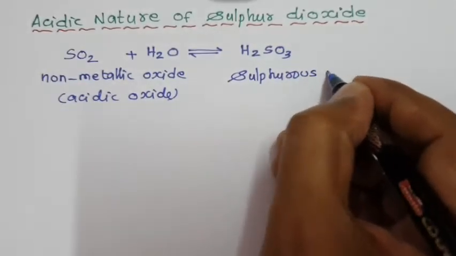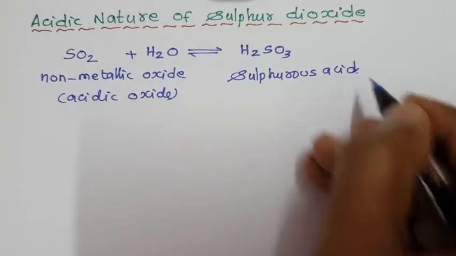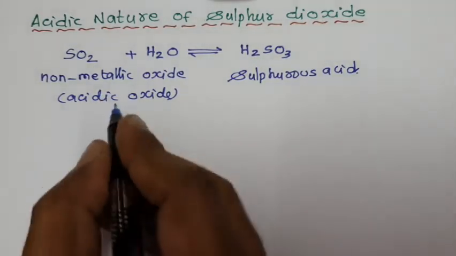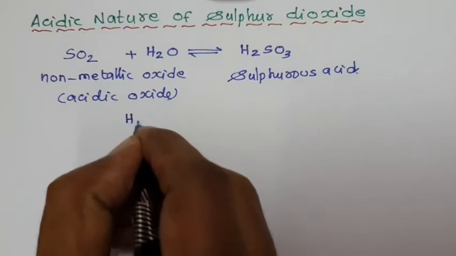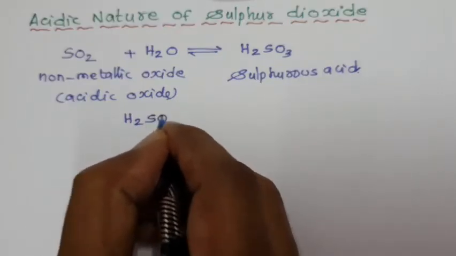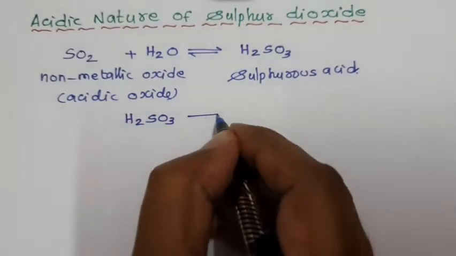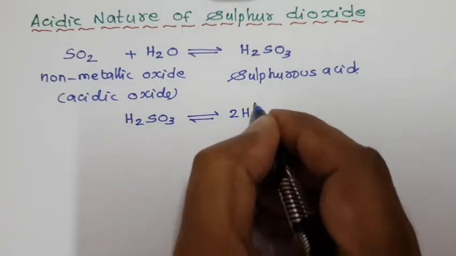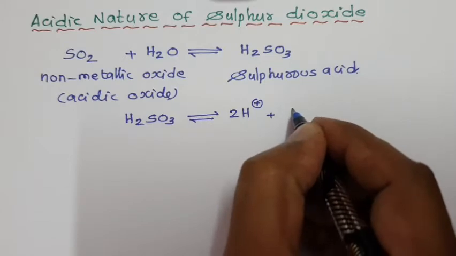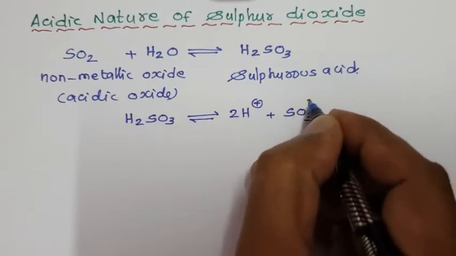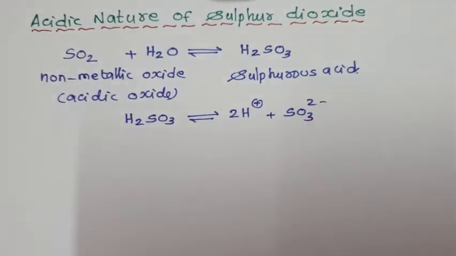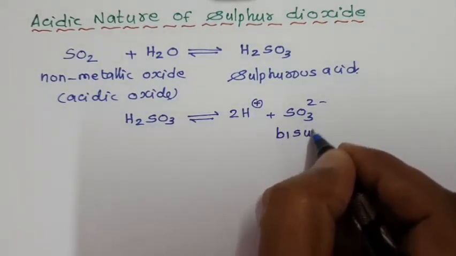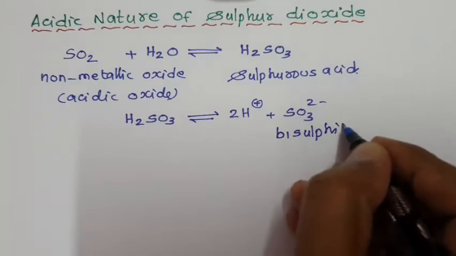Sulfurous acid is a very weak acid. Therefore, it easily undergoes dissociation. H2SO3 undergoes dissociation to give 2H+ ions and SO3 2- ion. SO3 2- ion is called sulfite ion.